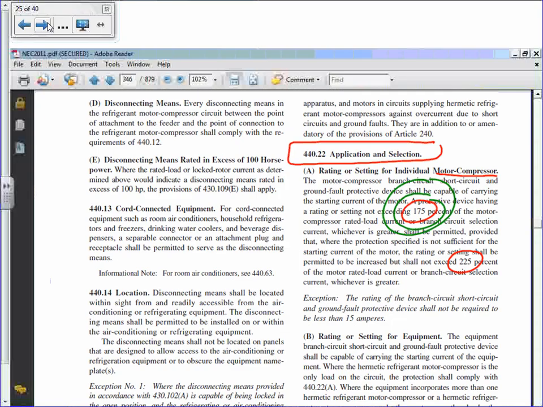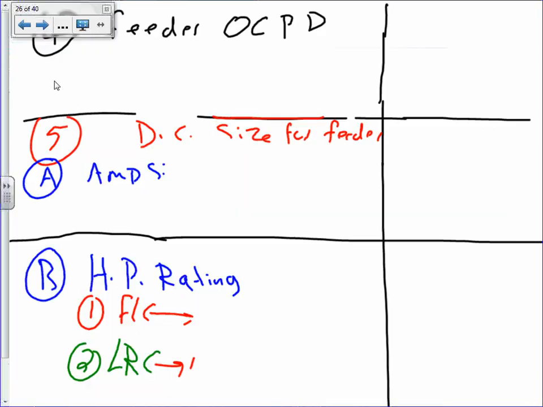Okay, so let's go, guys, and size for the feeder. Now let's go size feeders. We finished the branch circuit. We need the feeder overcurrent protection device.